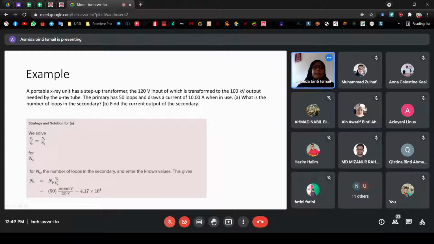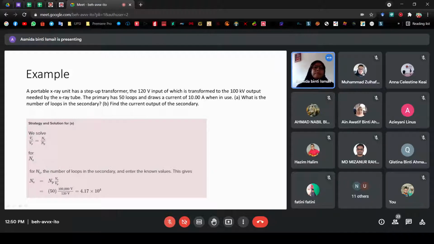Okay, this is an example of a step up transformer. 120 volts is transmitted to 100 kilovolts, which means that this is the Vp and this is the Vs. The primary has 50 loops, so this is Np, and draws a current of 100 amperes, so this is Ip.